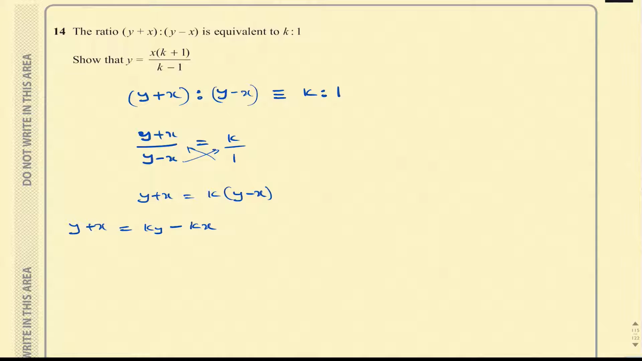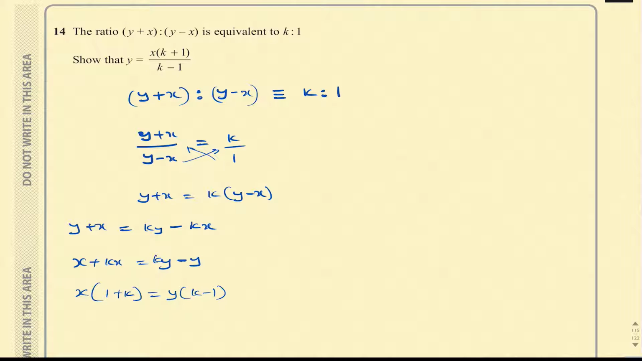So I'm going to take the kx to the left and take y from the left to the right. So I'm going to have x plus kx equals y, ky minus y. So then I get x is a common factor, so I get 1 plus k, or k plus 1, it's the same thing, equals y is a common factor, y, k minus 1.